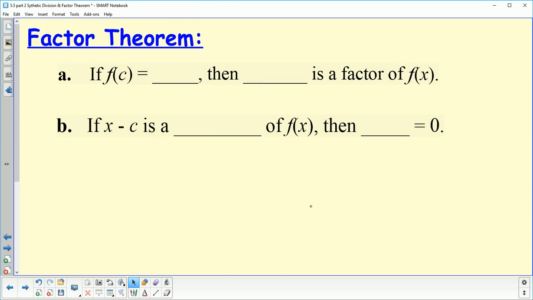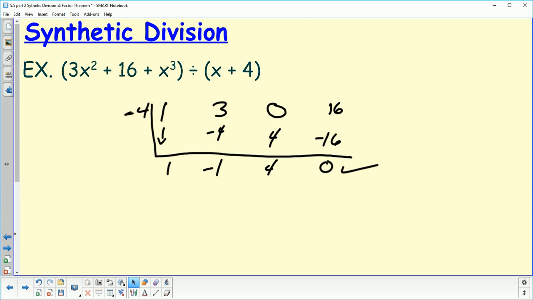Okay, if f of c equals 0, then x minus c is a factor of f of x. And likewise, if x minus c is a factor, then f of c will equal 0. So basically, we just said that works both ways. Now here's why that is important. If this number is 0, then that means f of c, f of negative 4, is 0. And so that's something called the remainder theorem, which we've talked about before in the past. We covered it really quickly, but that's not the important piece. The important piece is that this is 0, which means x plus 4 is a factor.